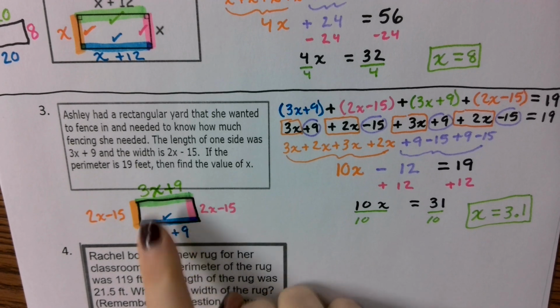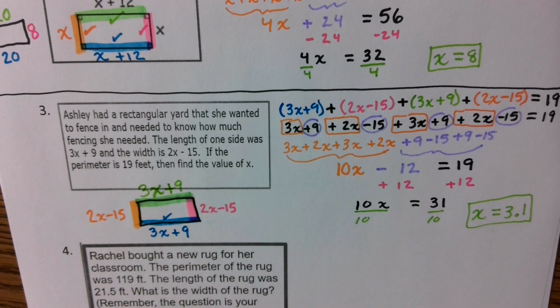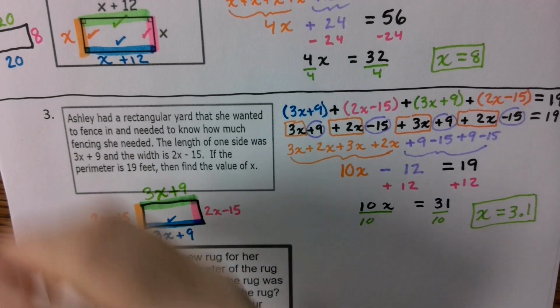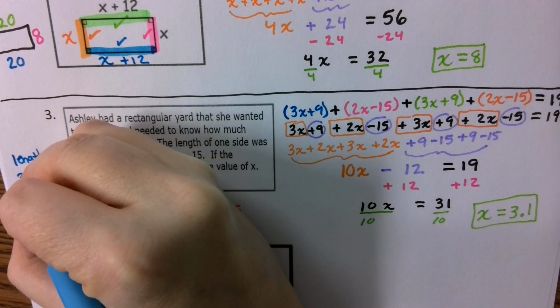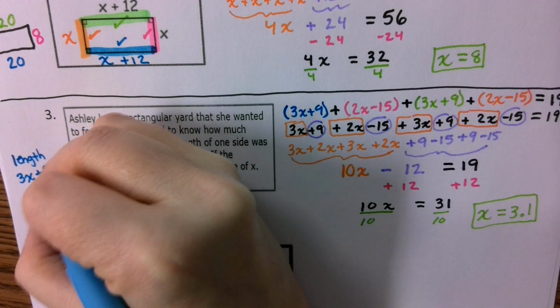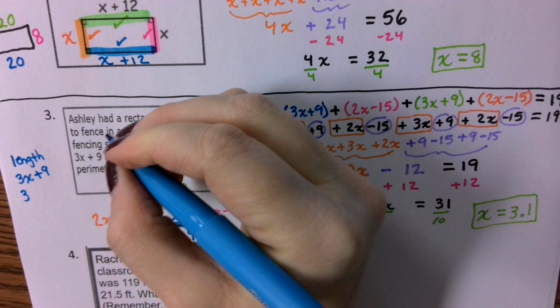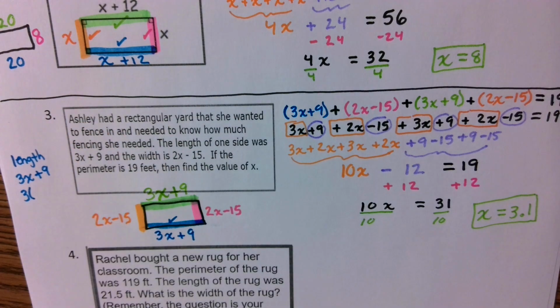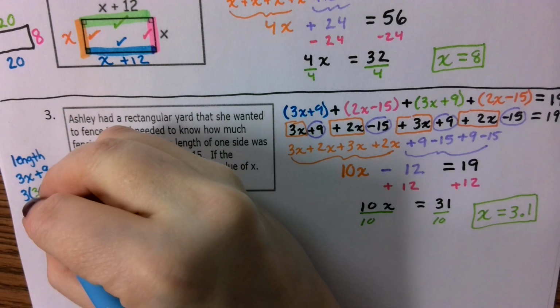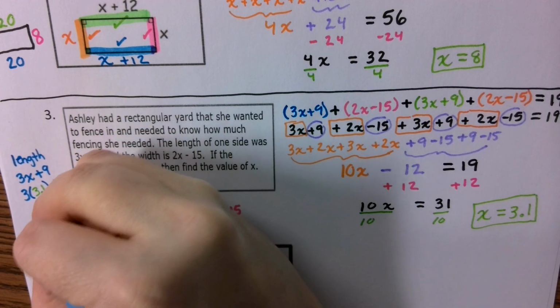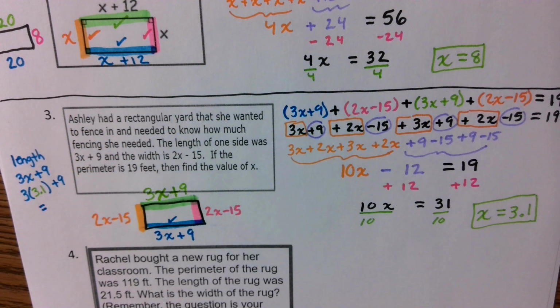Blue and green. So it doesn't matter which one I decide to do, blue or green, it's still the same. So I'm going to use it here. I know that my length was 3x plus 9. So instead of 3 times x plus 9, we're going to do 3 times 3.1 plus 9. What is that going to equal?